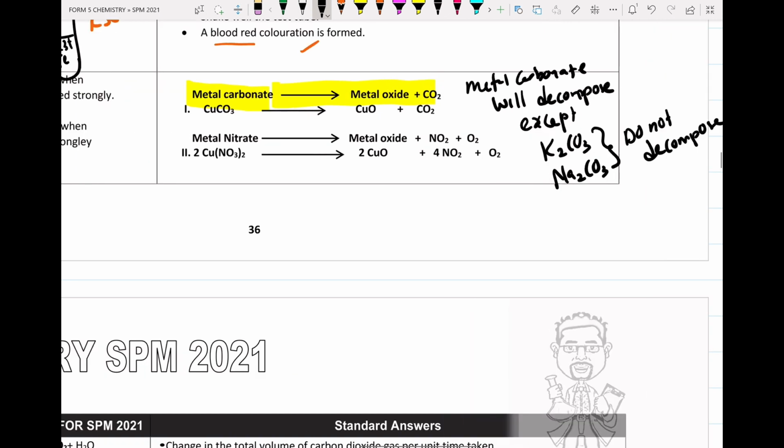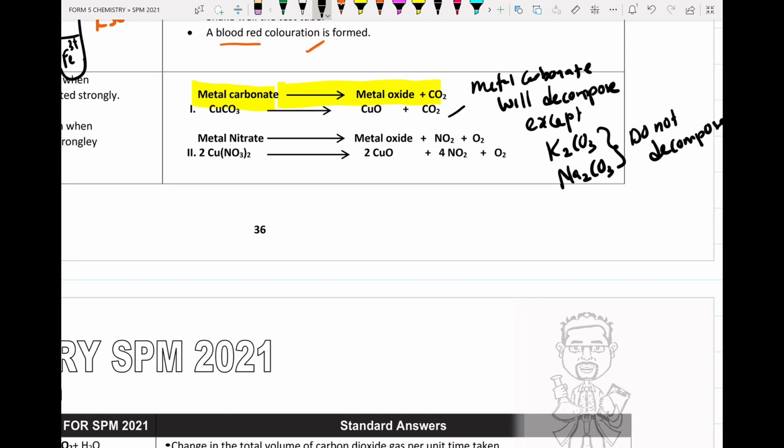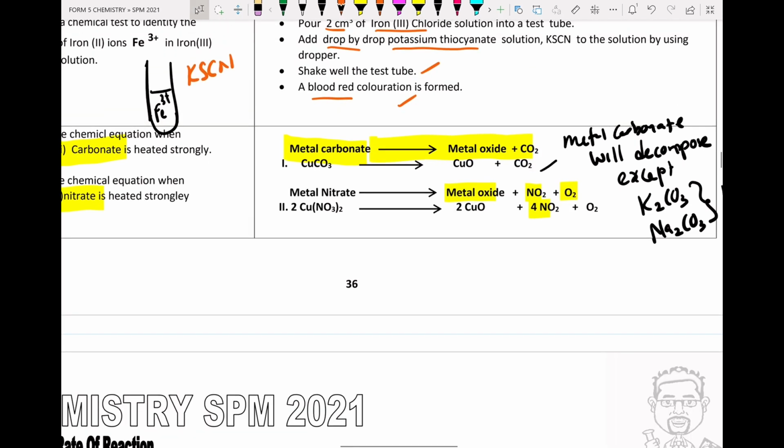All right, please remember for objective questions, the equation given, please practice. And next one, metal nitrate. When heated, we will get 3 products, and one of the products will be a brown gas. Please remember this one.